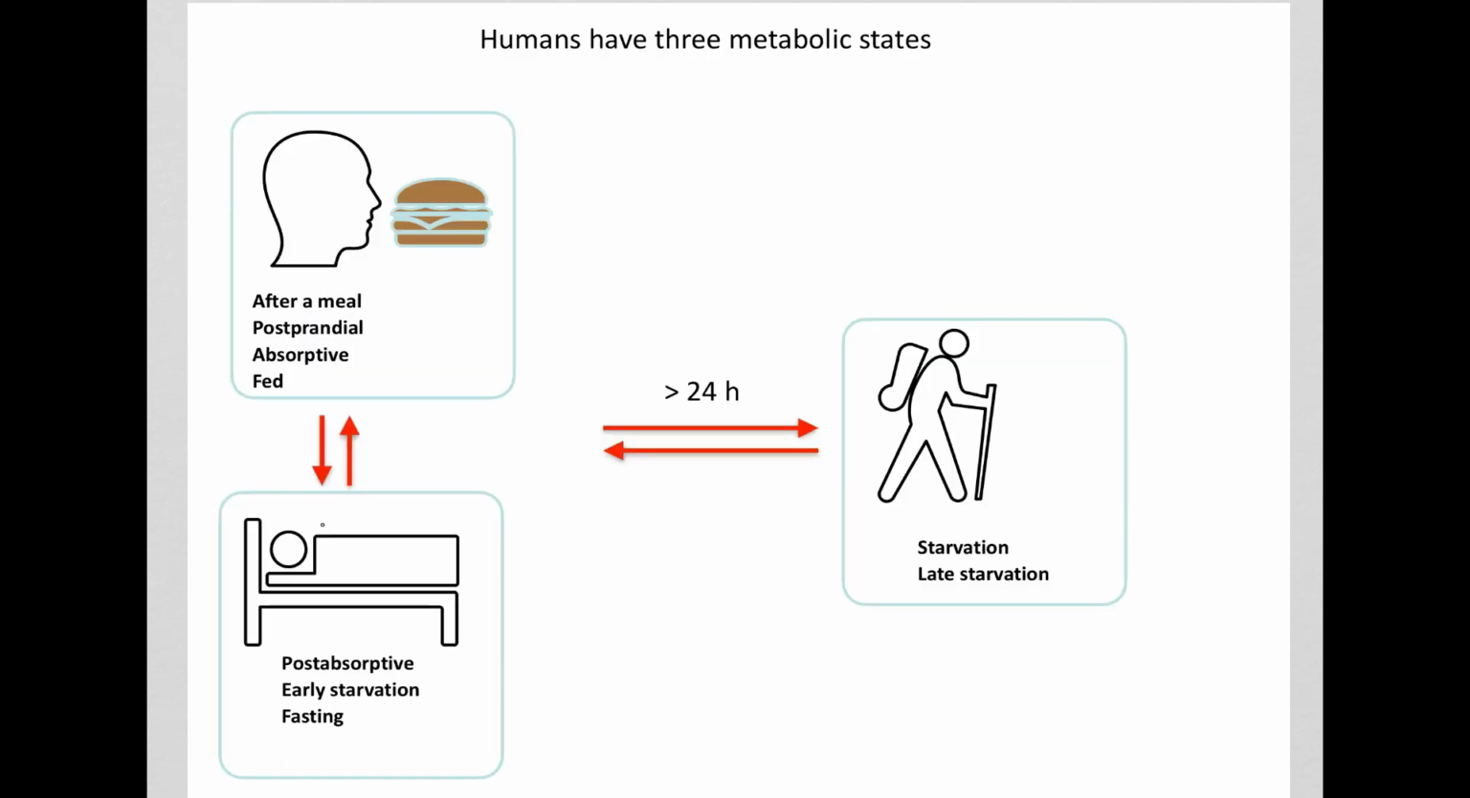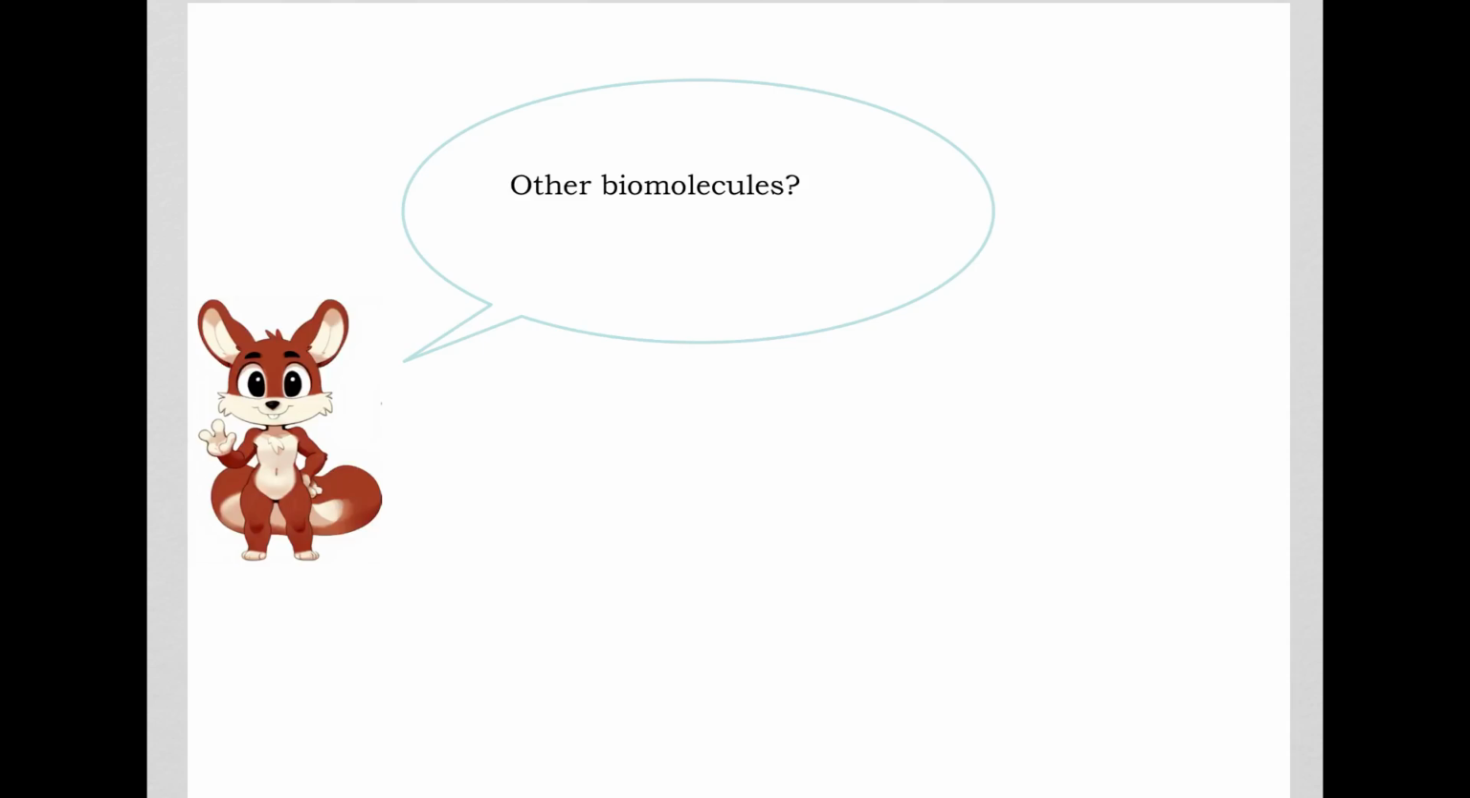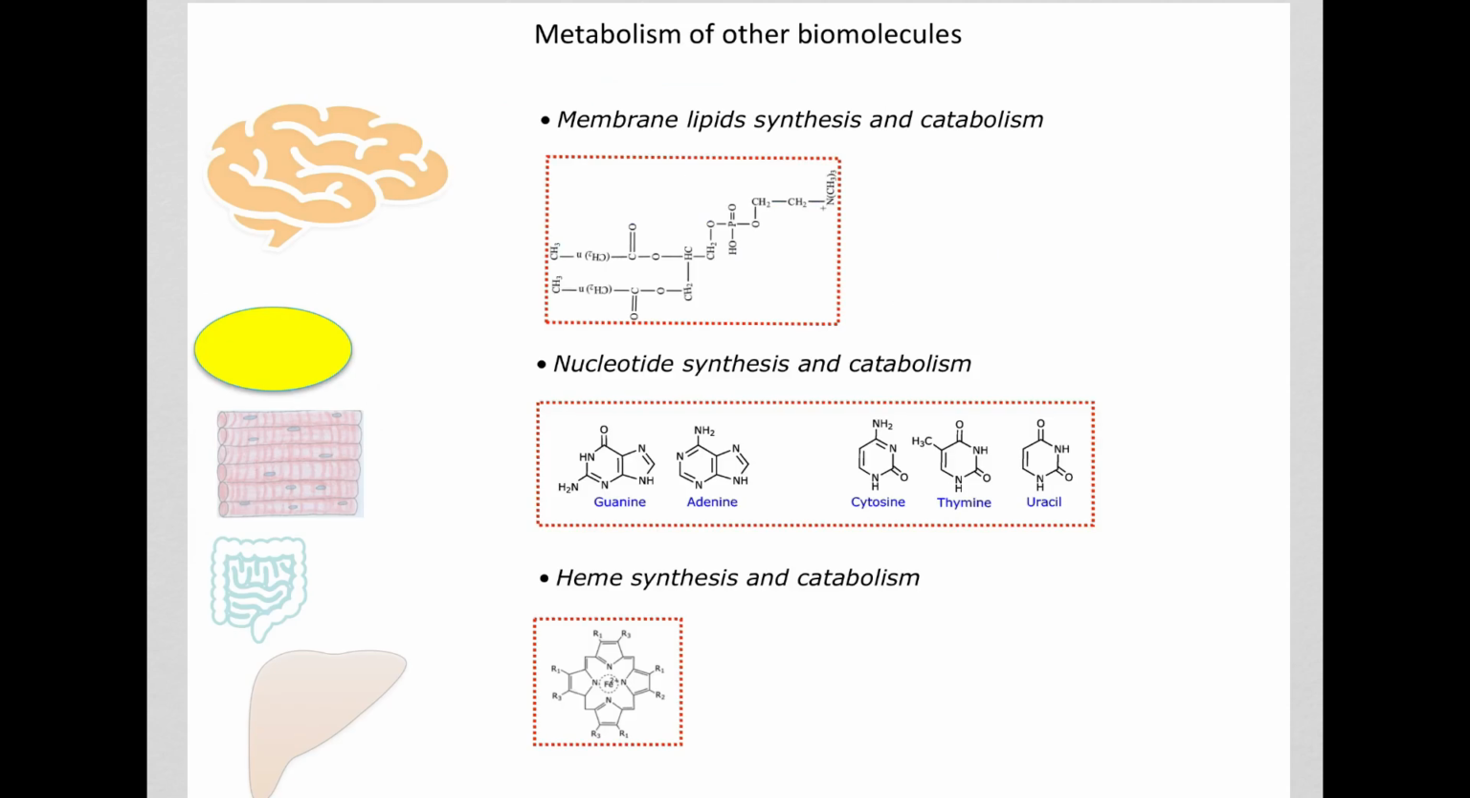So this is a summary of the key events that happen postprandial, during and after a meal, early starvation, that is between meals or while you're sleeping, and then late starvation when you do not eat for more than 24 hours. Of course, there is the metabolism of other very important biomolecules that are present in the body. For example, your membrane lipids, nucleotides, as well as chemicals such as heme, that is very important for your cytochromes and myoglobin and hemoglobin. And we'll talk about all of these in future videos.